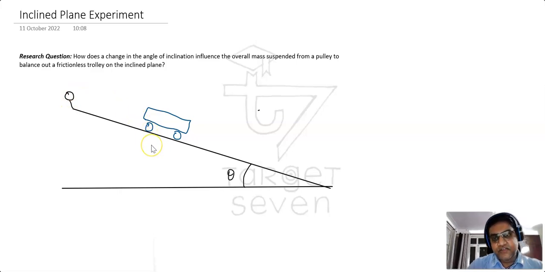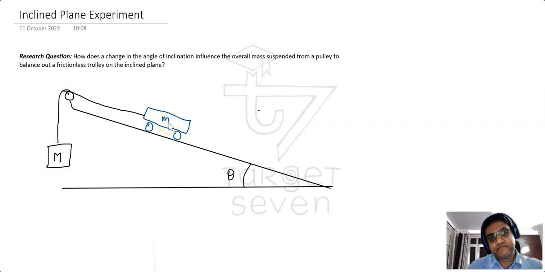Now, since it is frictionless, it's quite obvious that with this angle of inclination, the object would in fact roll down. To avoid that from happening, we would be having a string attached. This is a pulley system. We have a mass being suspended from there. Say, consider this as capital M. I have the trolley of mass lowercase m.